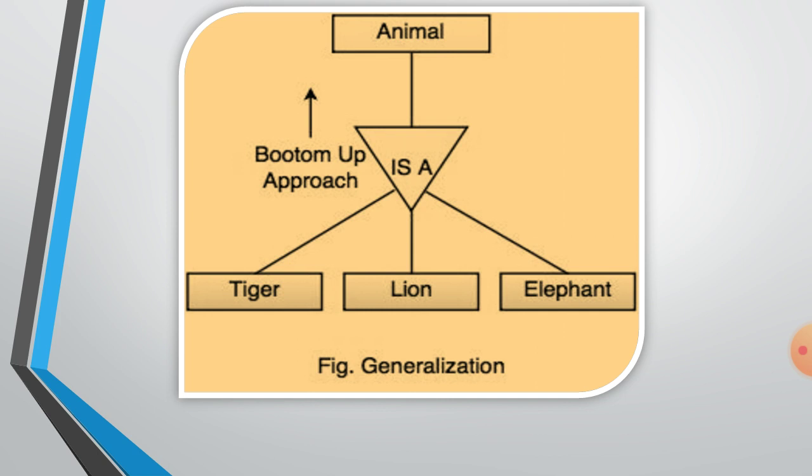So in between the superclass entity animal and the subclass entity names, we are representing the relationship name, which is the ISA relationship. In specialization and generalization, whatever relationship we are trying to map between entities, we need to use the ISA relationship.